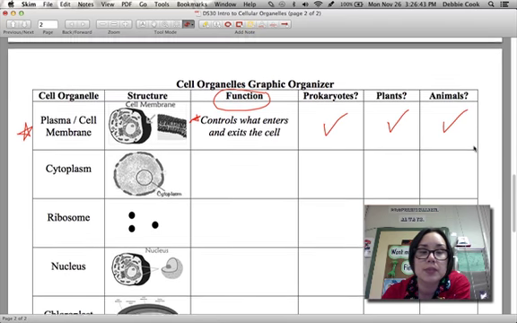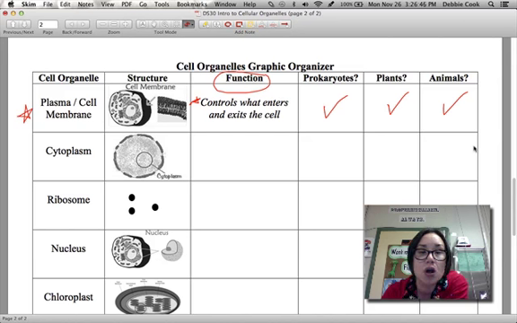Now your job is to figure out what the function is for all of the other organelles and decide which types of cells they're found in. When you finish your chart, please raise your hand so that your teacher can come around and check for accuracy. Good luck.